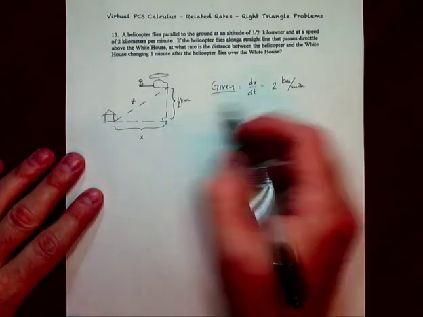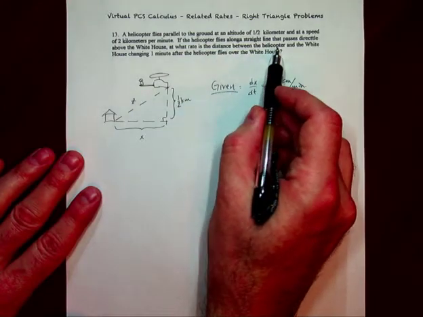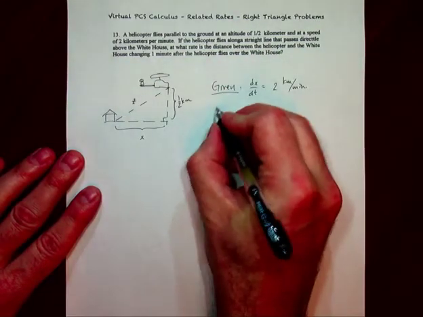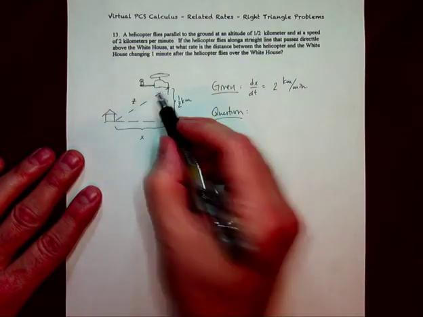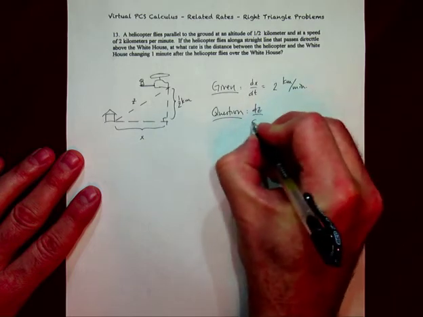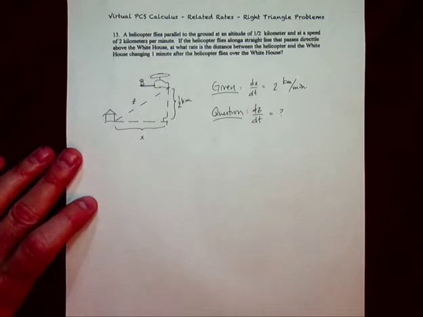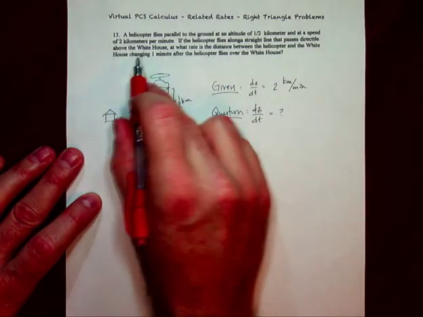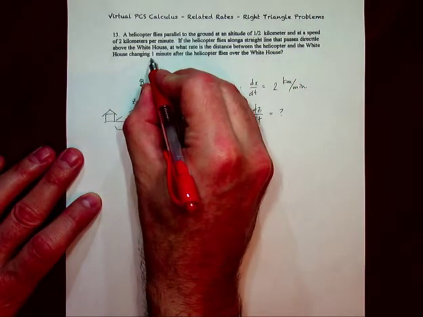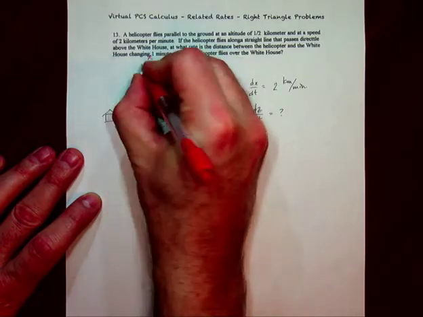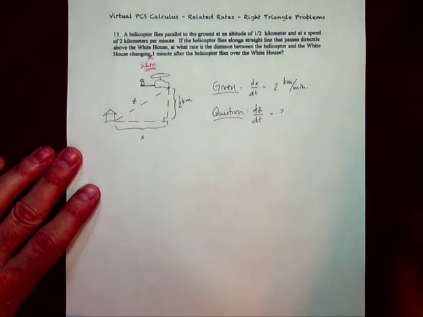Now, it's going to ask us: at what rate is the distance between the helicopter and the White House changing? There's our question. And the distance, obviously, is this z. So it's asking for dz/dt. It's not asking for that in general, because it can't. It's asking at what rate the distance is changing 1 minute after the helicopter flies over. So basically there's an implied "when" right here.